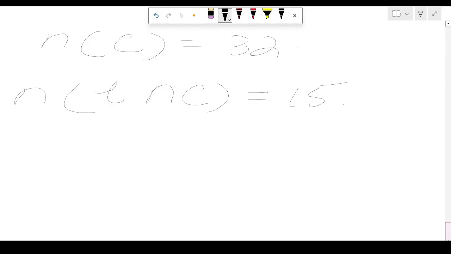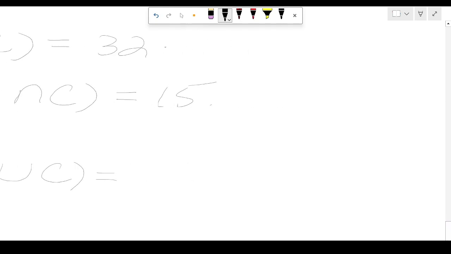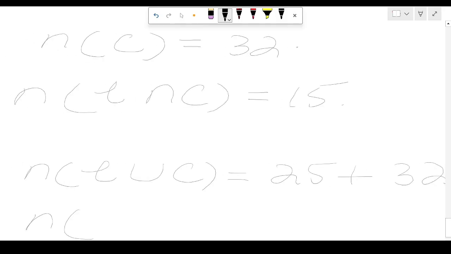So first we will find the number of L union C, which is lawn union car porch. So I'll write number of lawn union car porch. It is equal to number of L plus number of C subtracted from their intersection. So I'll just write their values, which is 25 added with 32 subtracted from 15. So when we add and subtract them, we will have the value of L union C.